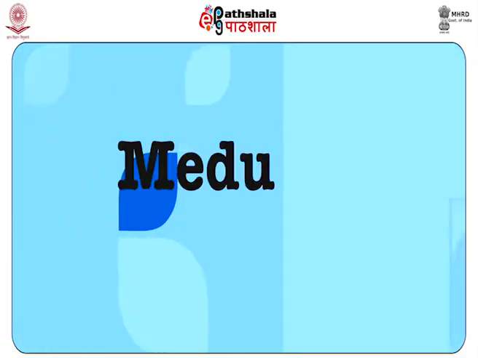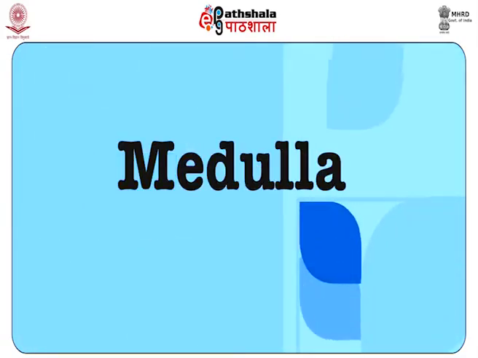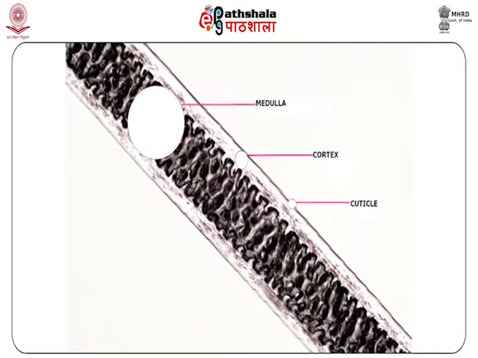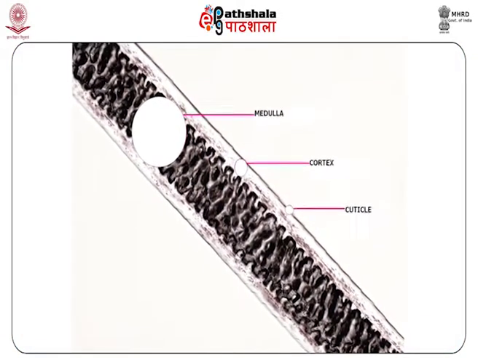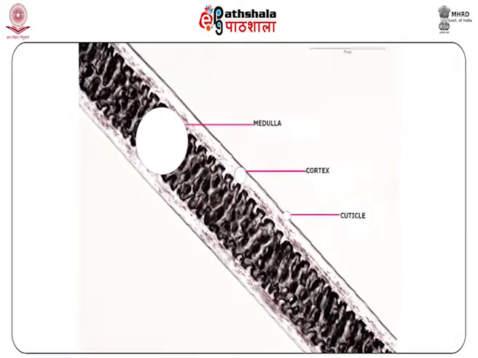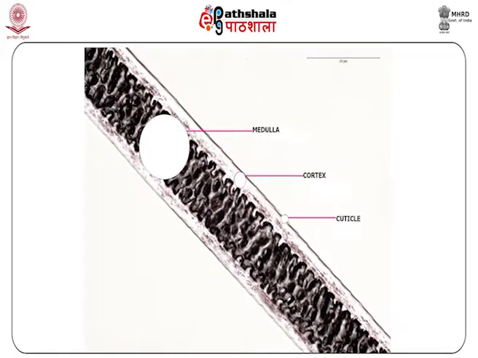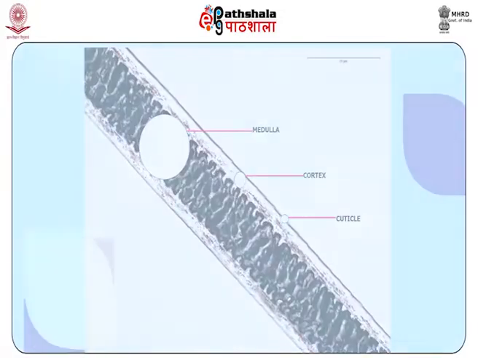The next part of the hair is the medulla. A collection of cells which runs through the center of the hair and gives a canal-like appearance is the medulla. Medulla is one of the predominating features in the animals.